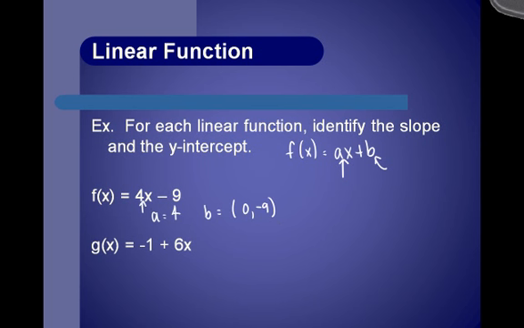For the function g of x equals -1 plus 6x, same thing. The slope is the number in front of the x, so the slope is 6, and the y-intercept is the ordered pair 0, -1. And then for the function h of x equals 4, there is no x term, which means the slope is 0, and the y-intercept is the ordered pair 0, 4.